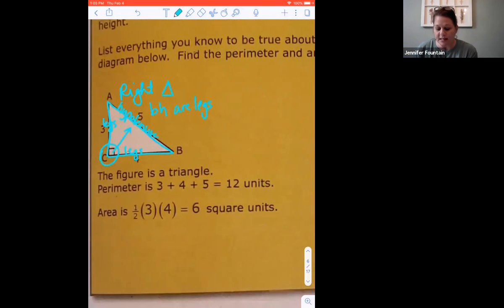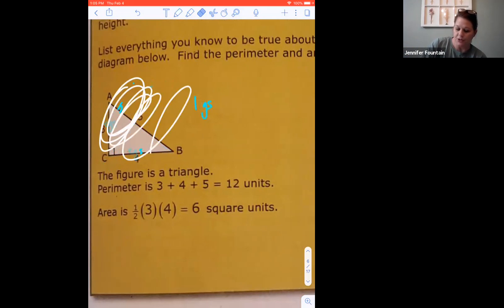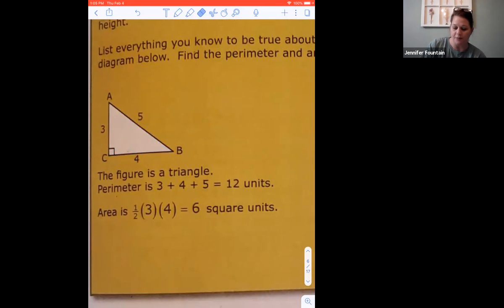Okay, so they said this figure is a triangle. The perimeter is 3 plus 4 plus 5. Remember, I just add side plus side plus side. So it doesn't matter which side I call A and which one I call B and which one I call C, because addition is commutative. If I add 3 plus 5 plus 4, that's the same as adding 3 plus 4 plus 5, which is the same as adding 4 plus 3 plus 5, which is the same as adding 5 plus 4 plus 3, okay? Doesn't matter what order I add them in. I just add my 3 sides together. So my perimeter is 12 units.